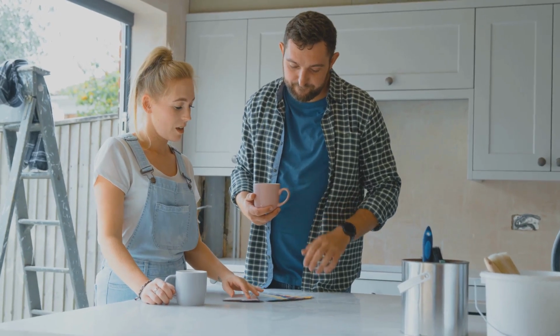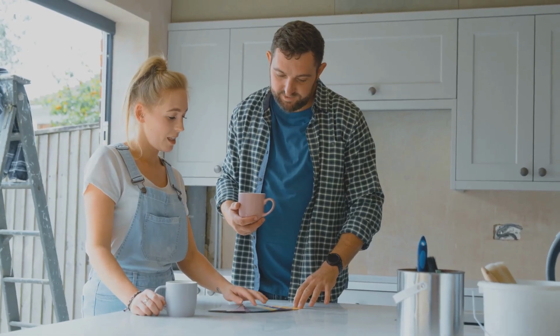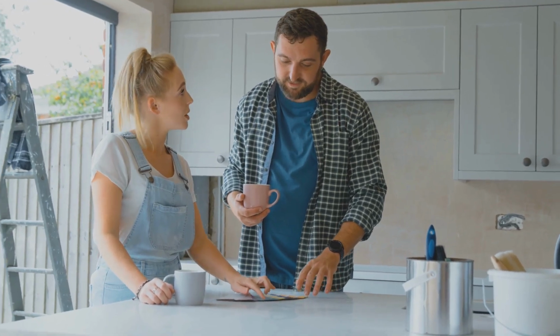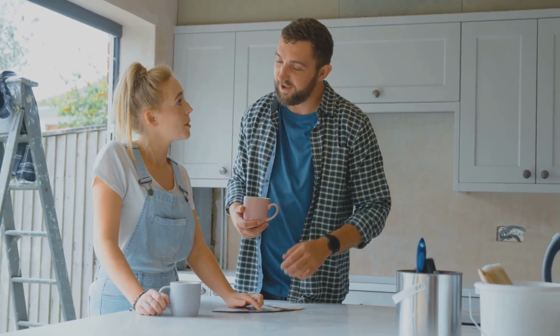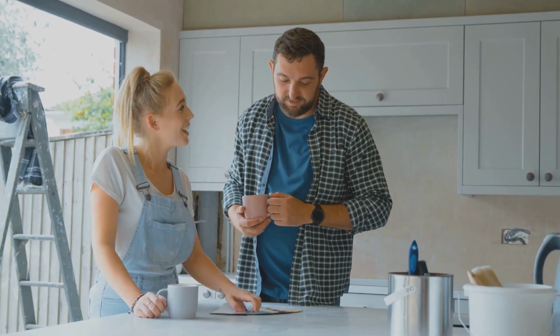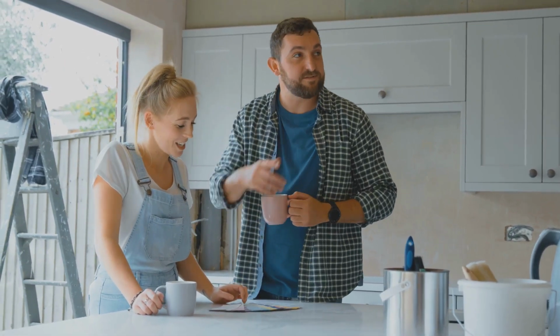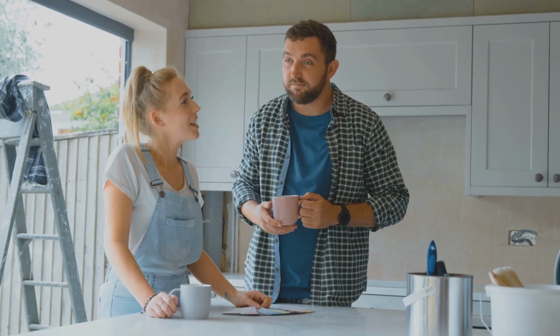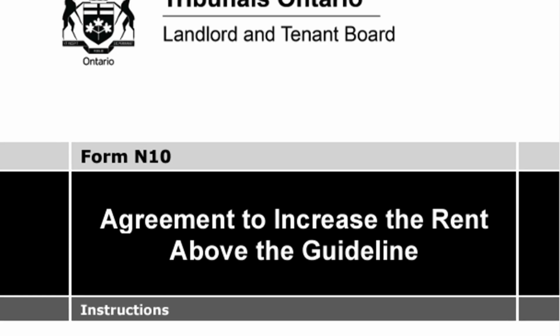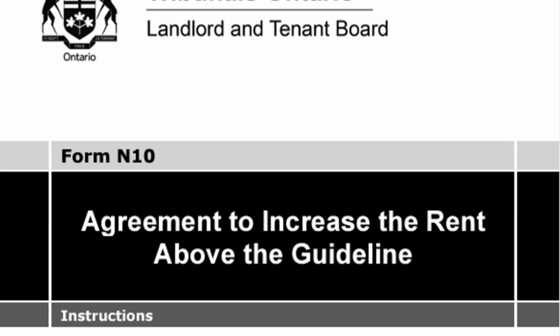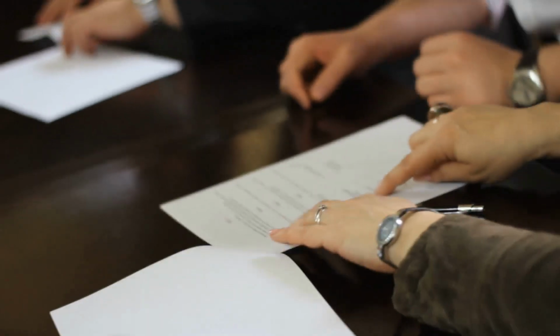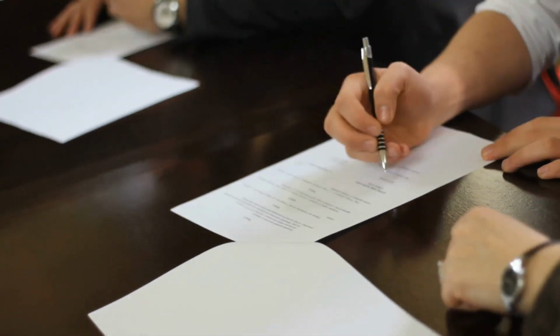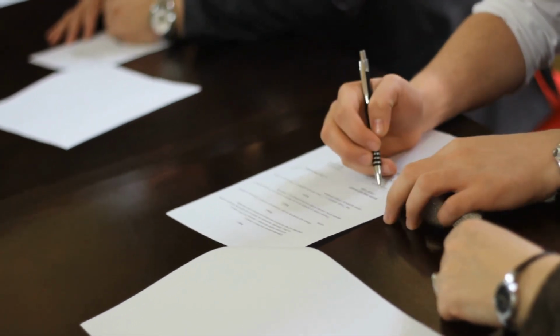For example, if the rent is $1,000 per month and the landlord and tenant agree to have a new kitchen installed, and the current allowable rent increase is 2.5%, then the landlord could do an N10 form, for which both parties sign, for an increase of 5.5% on the next rent increase date. The Form N10 would serve as the rent increase notice. See the full video on how to complete an N10 with your tenant for an above guideline increase with agreement.